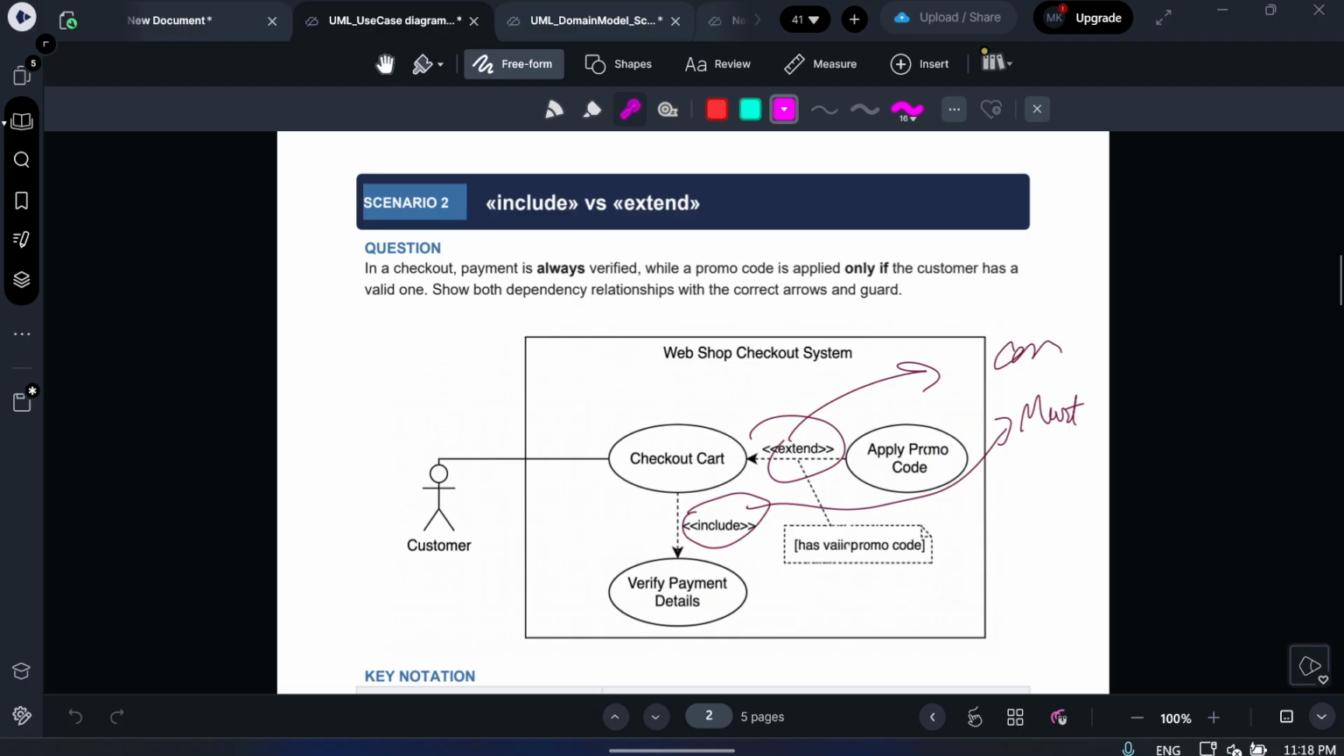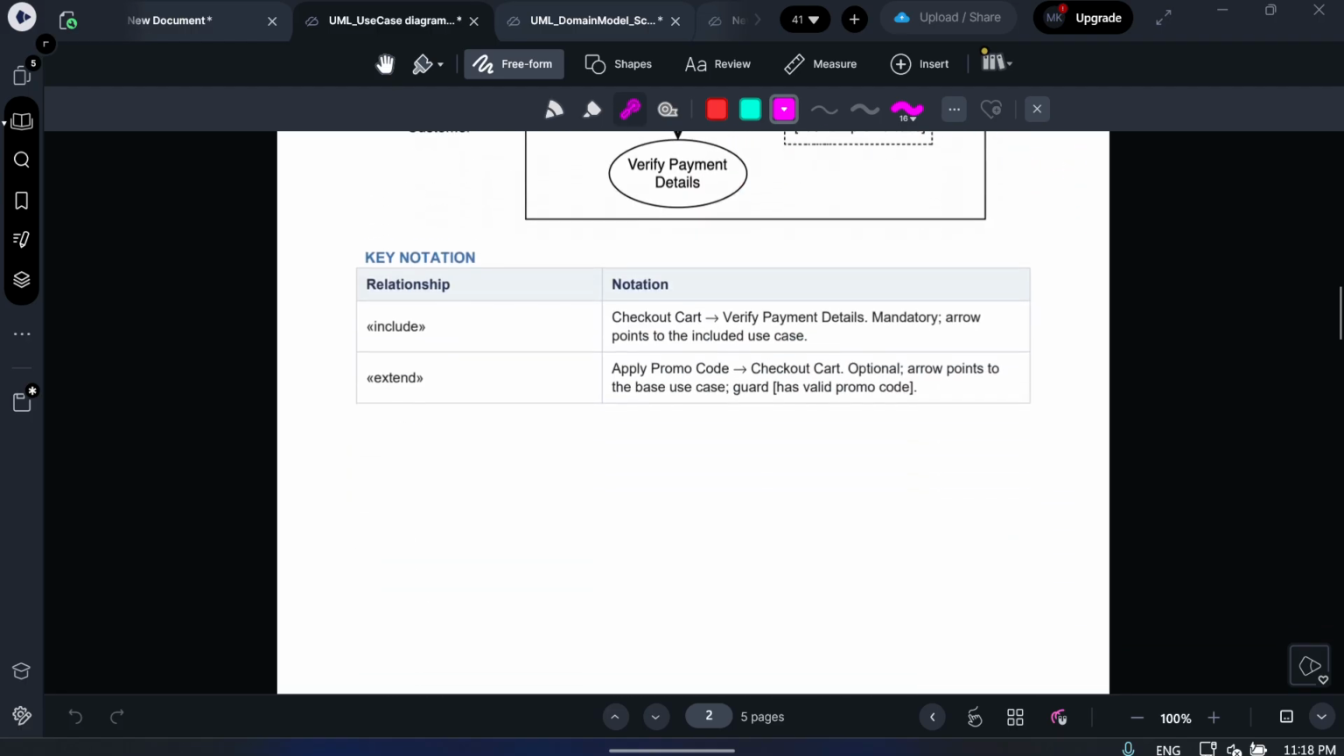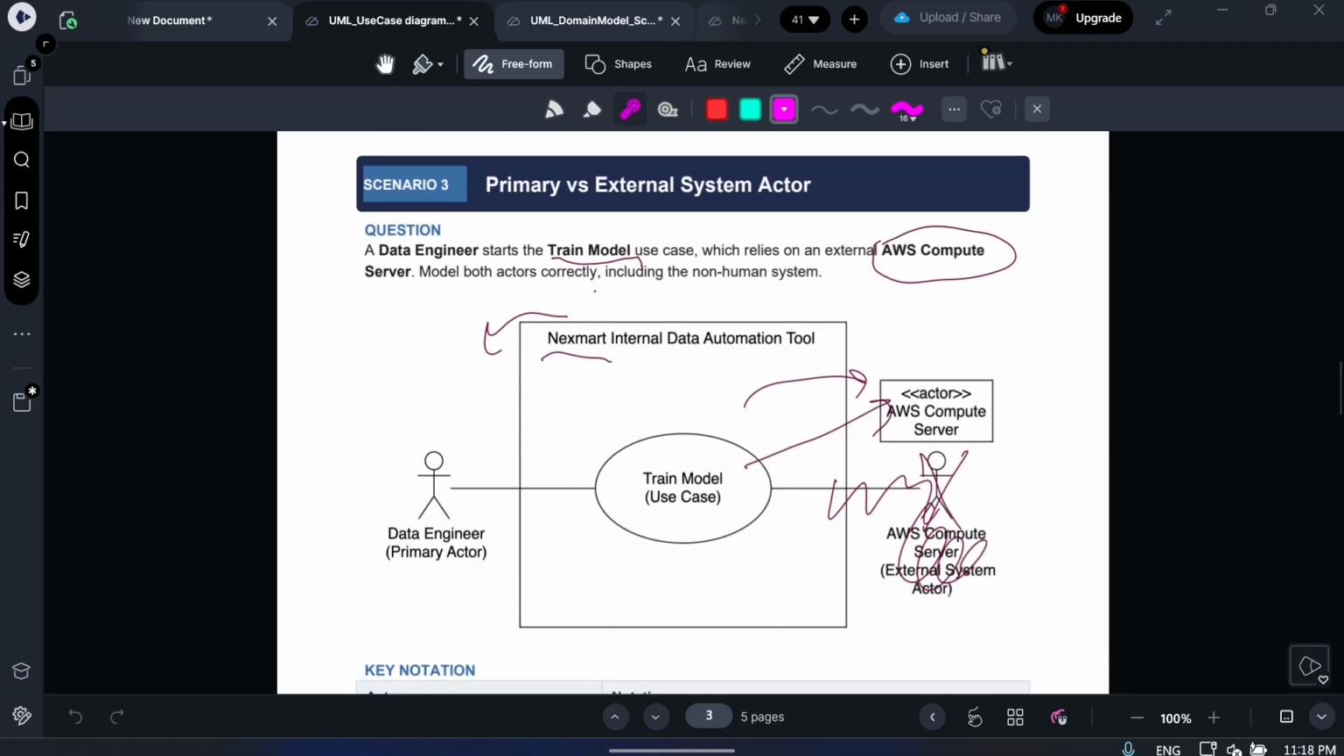For example, you can apply a code. Has a valid one. So has a valid promo code can be another thing. And if you have that, only then you can extend to that shopping cart. Otherwise, if you don't have a valid one, then it will not. So you apply a code which is extending to checkout, and has a valid code is also going in the same direction.